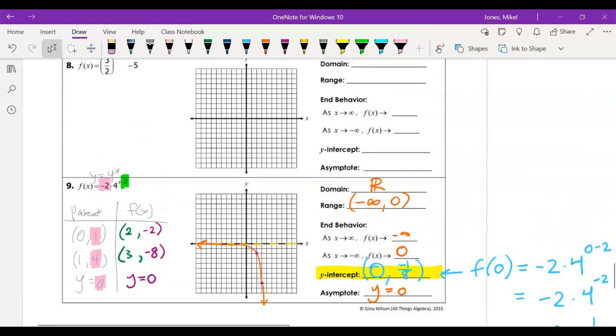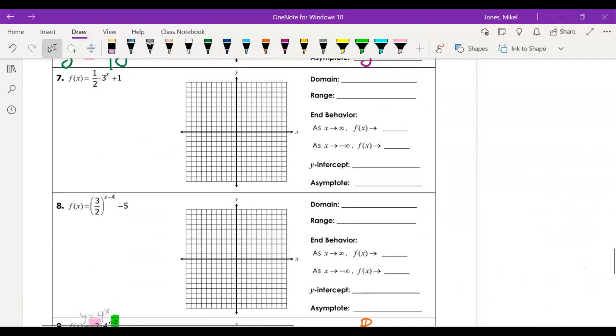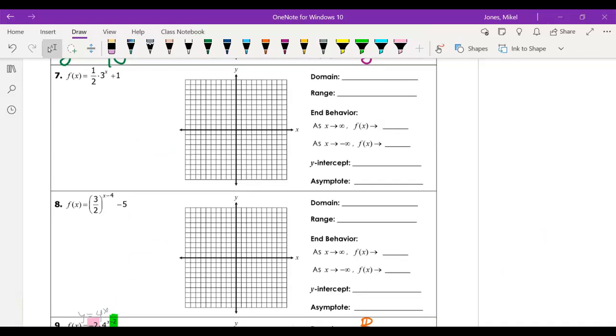All right. Okay, so I would like for you and your partners at your table to work through numbers 7 and 8, and then we'll check those in just a couple of minutes. We'll do 5 minutes.